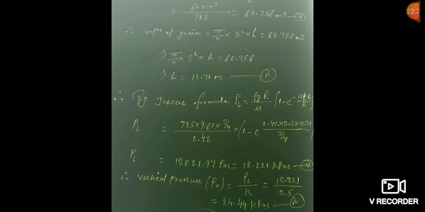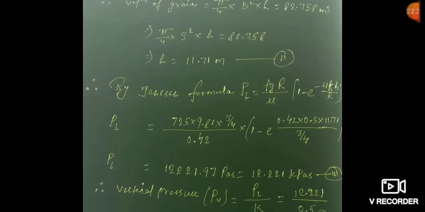So I have not written here, but you can understand that it is a case of deep beam. So for the deep beam case, we should apply the Jensen formula, that is PL is equal to rho g r by mu into 1 minus e to the power minus mu h k by r.